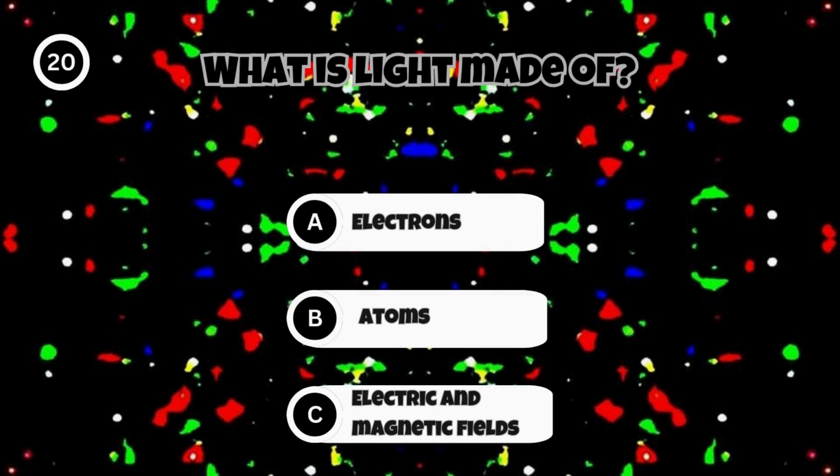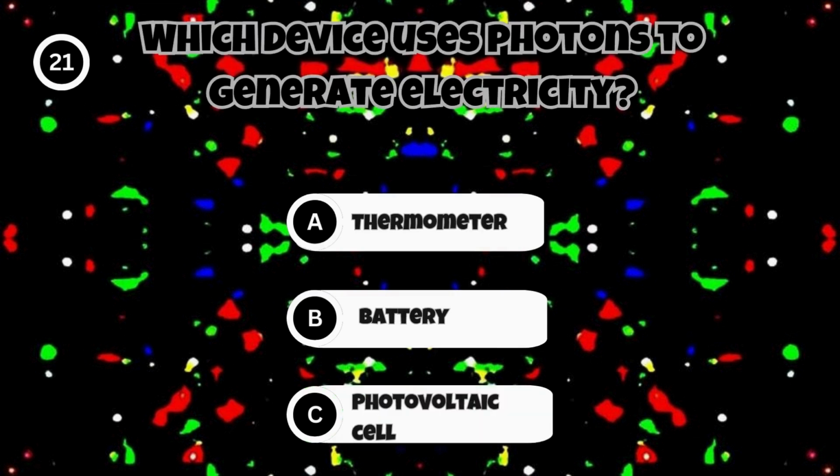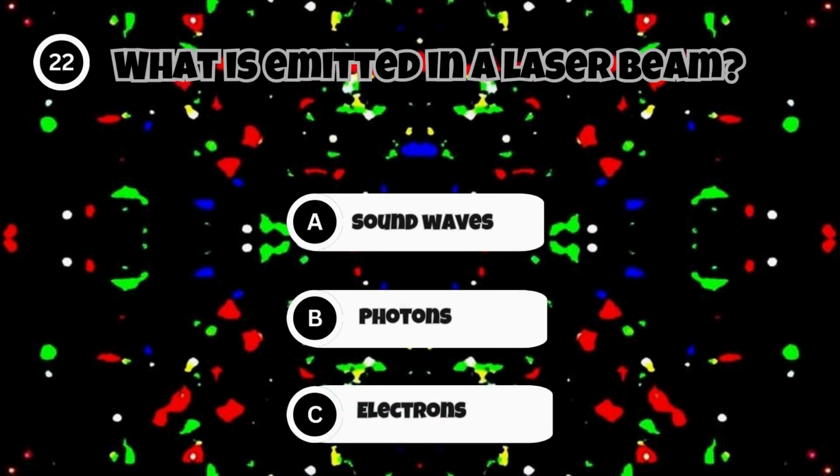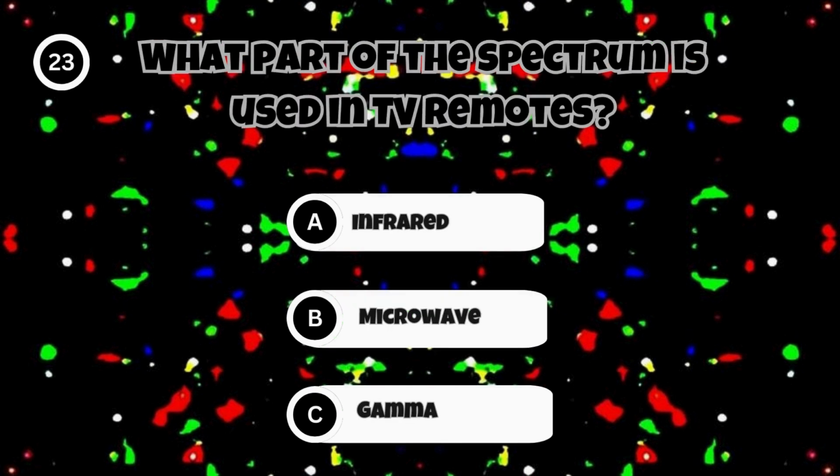What is light made of? Which device uses photons to generate electricity? What is emitted in a laser beam? What part of the spectrum is used in TV remotes?